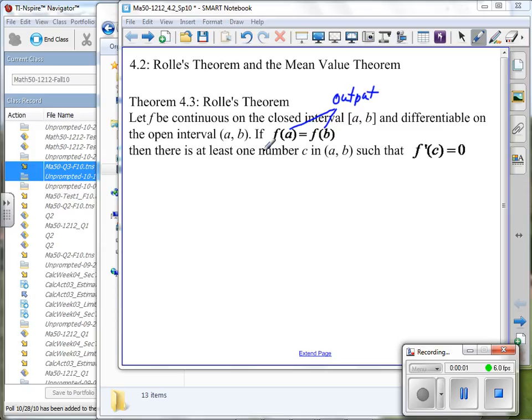So again, just for the sake of recording, for those who might listen to it later, we're talking about two theorems in this section, and they're both very important. You need to know the names of them, and you need to know what's contained in them. So the first one is Rolle's theorem.